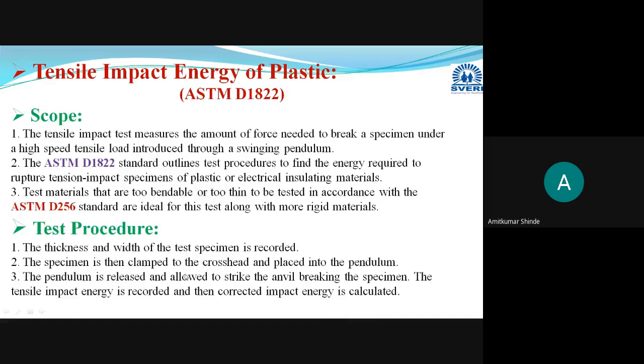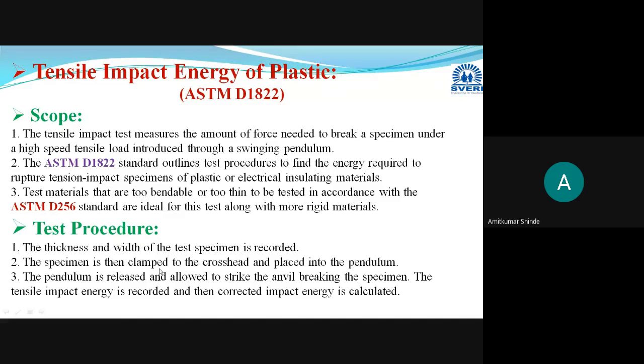Okay, now we will move towards the test procedure. Initially, we will measure the dimensions. Here they have mentioned that the thickness and width of the test specimen are recorded. You just have to prepare the specimen as per the standards. Whichever standard you are following, the standard specimen dimensions will be mentioned in that standard. As per ASTM D1822, you have to prepare that specimen.